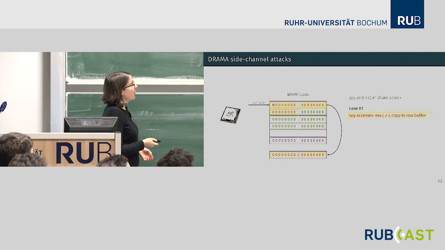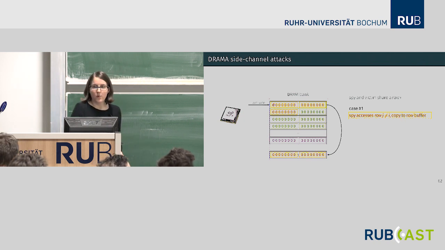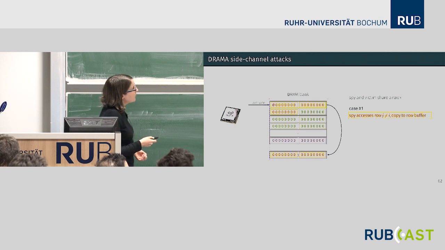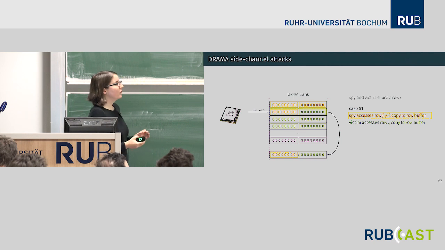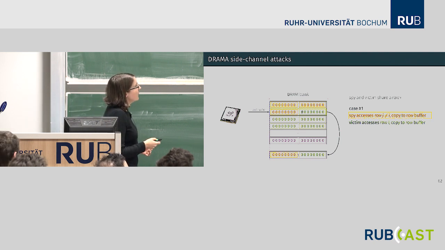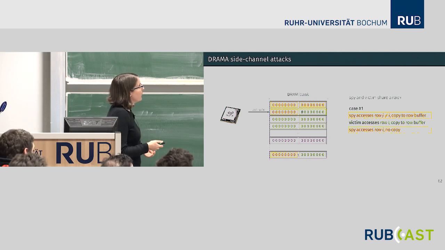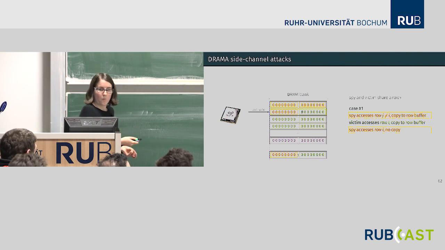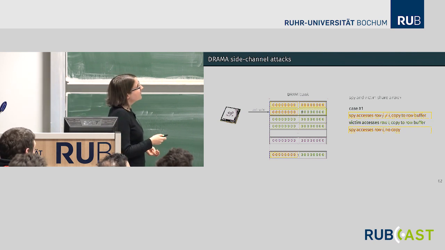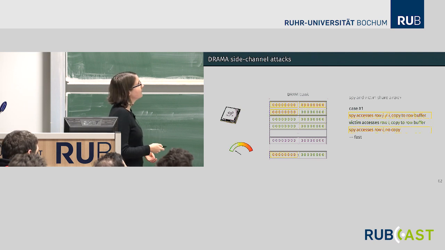So we have first the spy that accesses a different row, so copy to the row buffer. Then the spy wants to know if the victim accessed or not this particular row. So in this case, let's say the victim accesses it. It's again copied to the row buffer. And when the spy accesses this same row, then there will be no copy. So this is going to be fast.